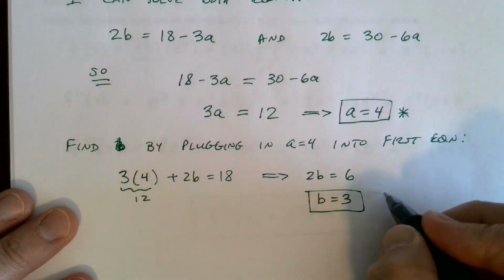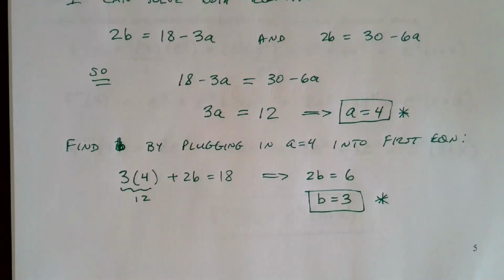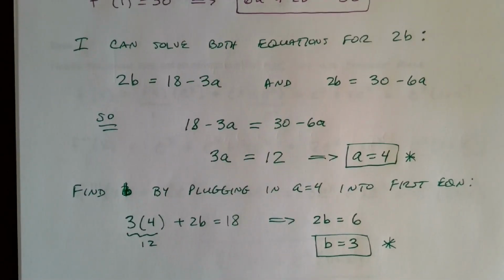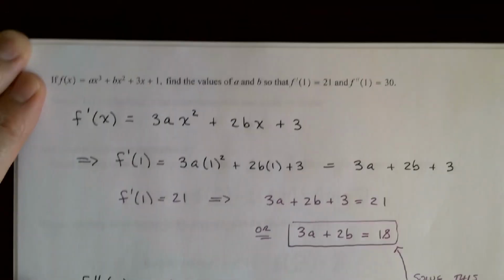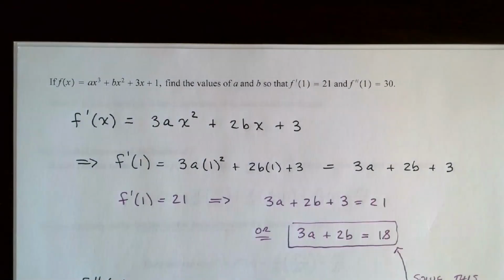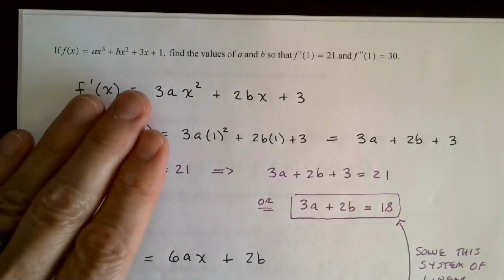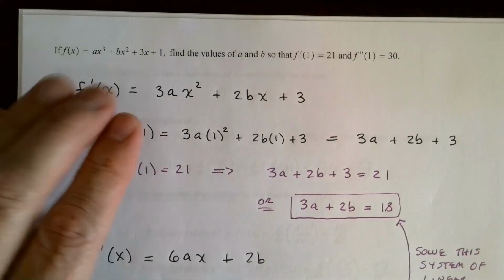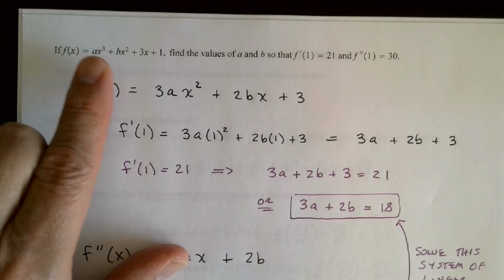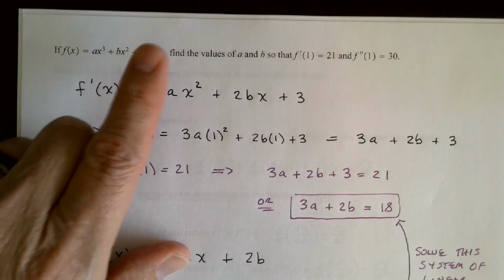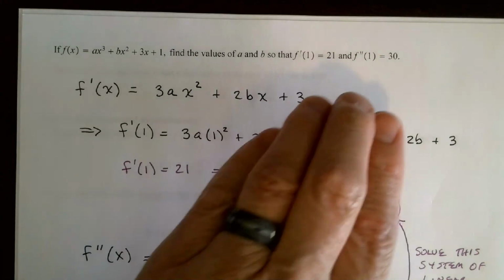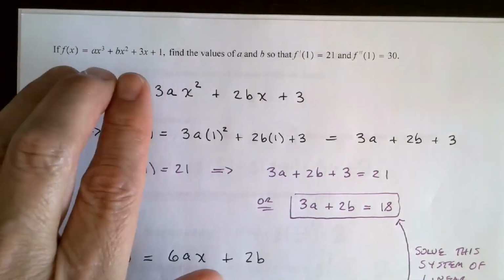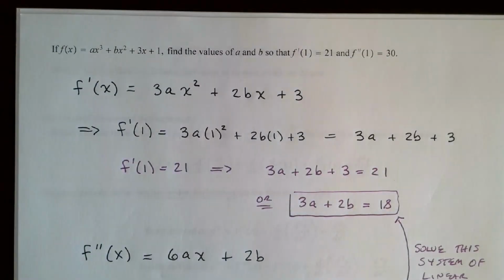So these are the answers, right? A is 4, b is 3. Those are the values that will make the required values of the first and second derivatives evaluated at 1 to be 21 and 30 respectively. Okay? And if you want to check now, you can rewrite the original function. We said a was 4, so this would be 4x cubed plus 3x squared plus 3x plus 1. We now just take the first derivative, plug in 1, we should get 21. Find the second derivative, plug in, we should get 30.